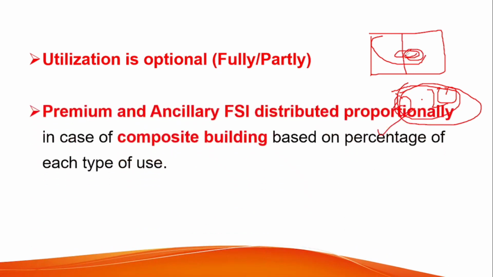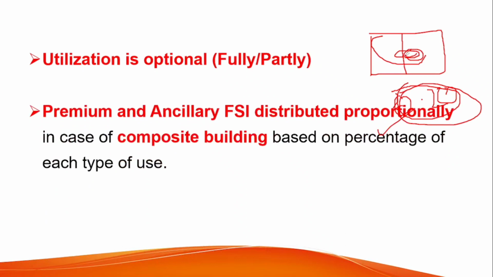If you get 0.2 ancillary FSI, then how are you going to utilize it on this plot? You can use it fully, means you can use it as it is, 0.2, or you can use some part of it. It is non-mandatory to use full ancillary FSI over this plot. You can use it in part, or you can use it fully.